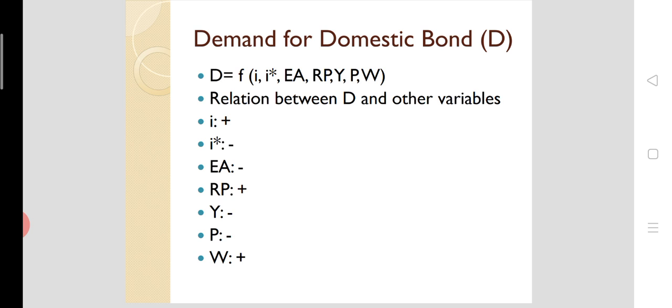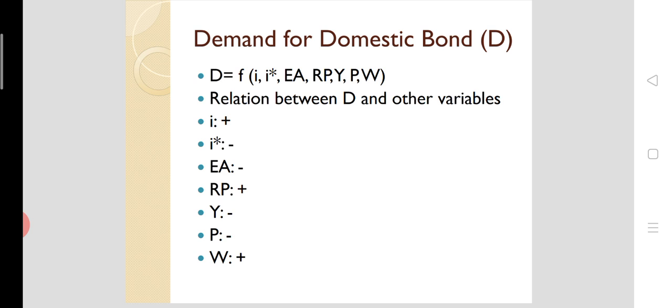Whenever the rate of interest on foreign bond is higher, demand for foreign bond will increase, but demand for domestic bond will come down as more money will be invested in the foreign bond. Then third one is expected appreciation of the domestic currency. So when there is a higher expectation for the domestic currency to be appreciated in the future, then what will happen?